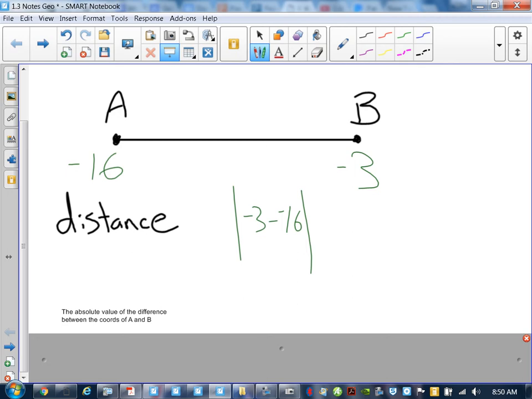Now, Sunshine, you had the older version of the calculator. Yours still works the same way with the negative in there. If you put the negative 3 minus the negative 16, you still get the same thing. It's just a matter of typing it in correctly.